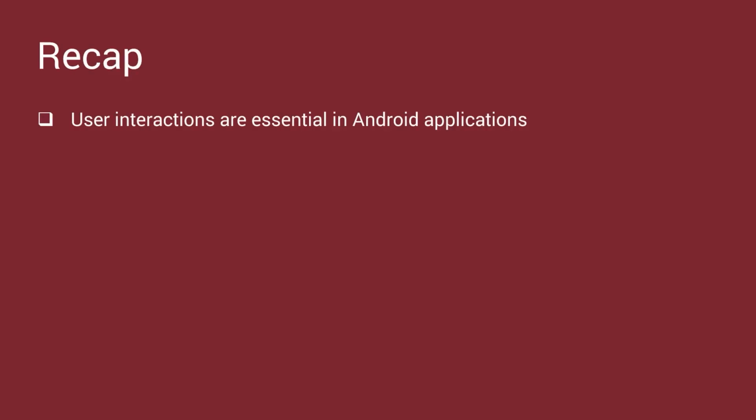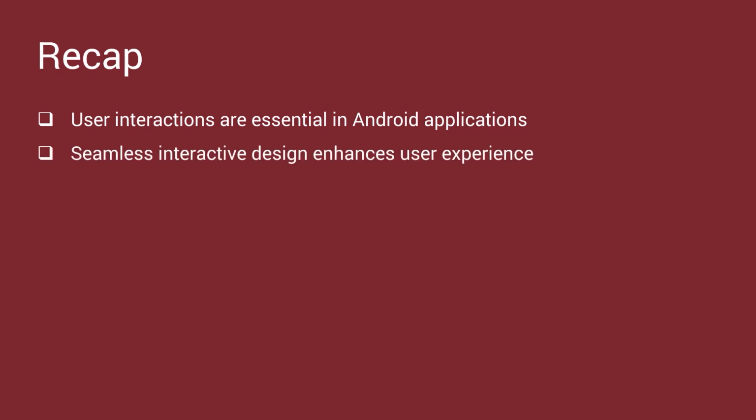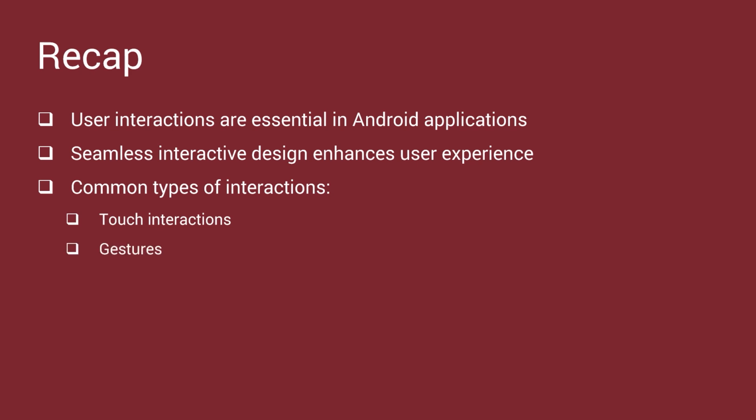In this video, you learned that user interactions are a fundamental aspect of any Android mobile application. A seamless and intuitive interactive design can significantly enhance user experience, leading to higher engagement and satisfaction. The most common type of interactions in Android include touch interactions. These are the most basic form of interactions. Gestures involve complex interactions with multiple touch events. UI component interactions include a variety of elements that users interact with, and advanced interactions create an engaging and dynamic experience.